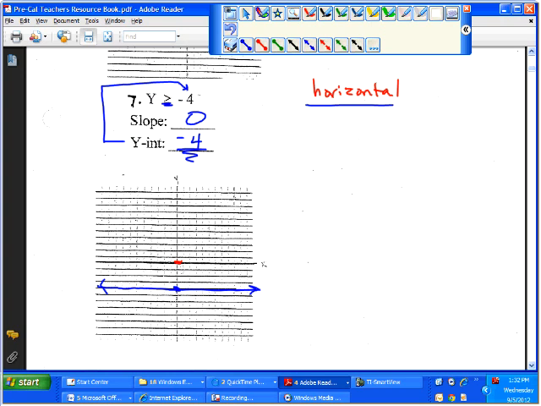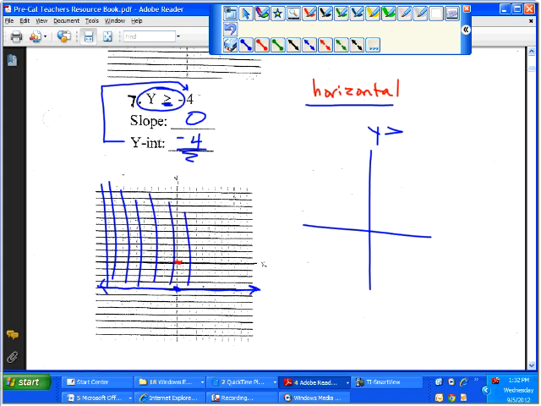Understand that? Then we've got to figure out how to shade. It says y is bigger. And we know that y gets bigger which way? Up. And so we're going to shade from the line up. Any questions on number 7? Good. All right, number 8.